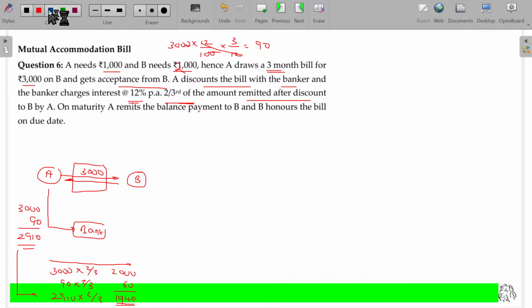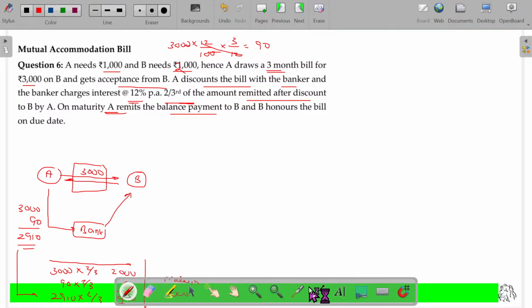And on maturity, A remits the balance payment to B. On maturity, A makes a balance payment of 1000. This is on maturity, the full amount without any discount, because A enjoyed the money for this, so the discount should be charged only in A's account. Then the bank approaches B on maturity and gets the money settled.